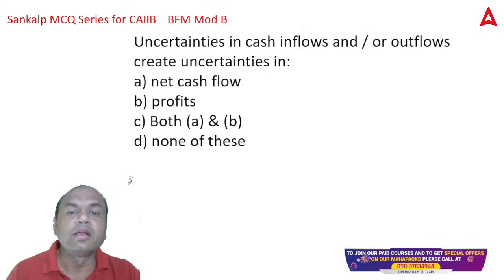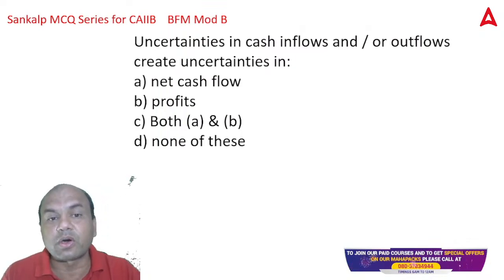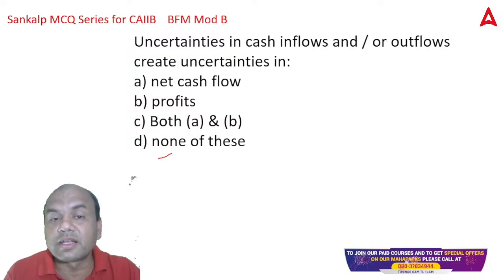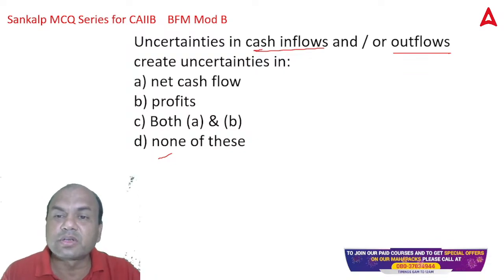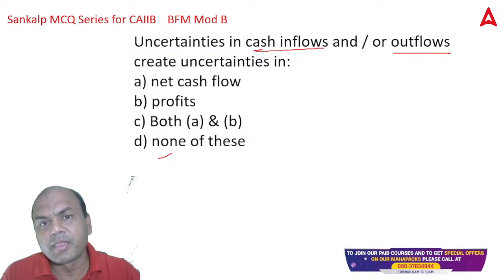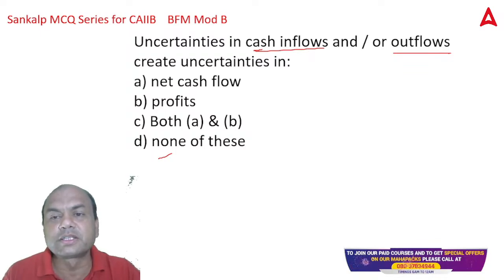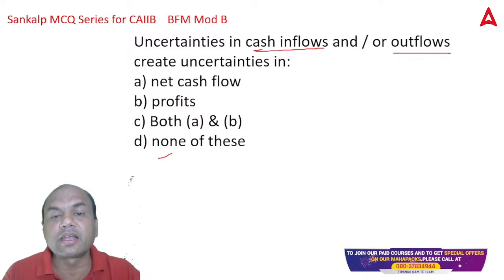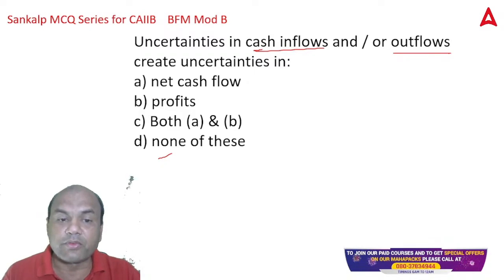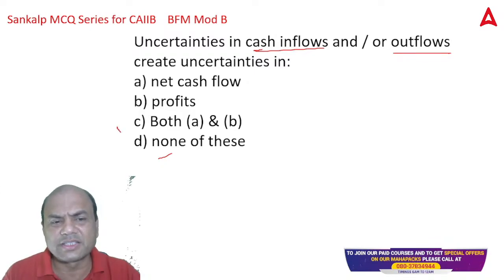Okay? Uncertainties in cash flow, cash inflows or outflows can create uncertainties in net cash flow, profits, both A and B, none of these. So uncertainties in cash inflows or outflows, both. You'll say, sir, inflows is okay, how come outflows? See, both are the same. Suppose sometimes my outflow is, let's say, 1 lakh and next month my outflow is, let's say, 1.5 lakhs. It's uncertain. Similarly for inflow also. So it will result in what? Uncertainties in net cash flow, profits, both A and B. Obviously, isn't it? Both A and B.